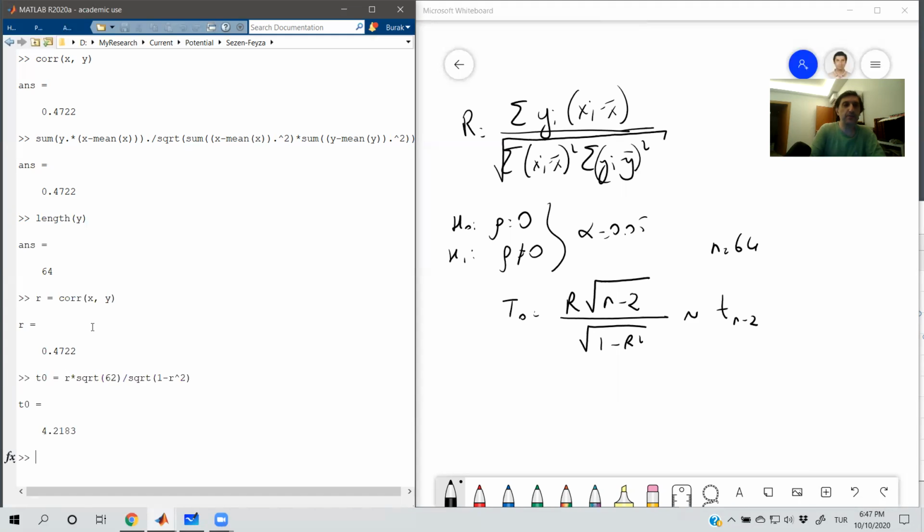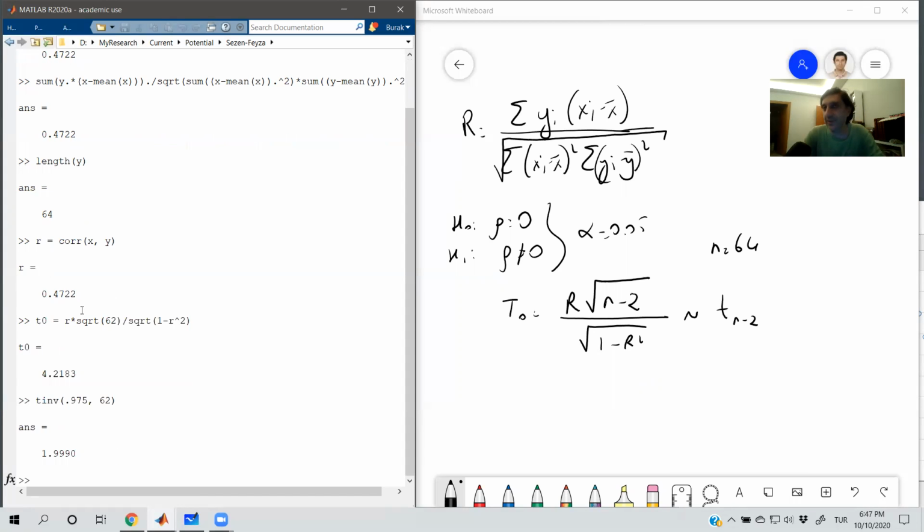So this is going to be our t0 value, and this is 4.218. Anyway, I would like to find the corresponding t distribution value. Now, this is a two-sided test. This r could have been negative or it could have been positive. Therefore, I'm going to be interested in the t inverse, with how many degrees of freedom? 62 degrees of freedom, I hope.